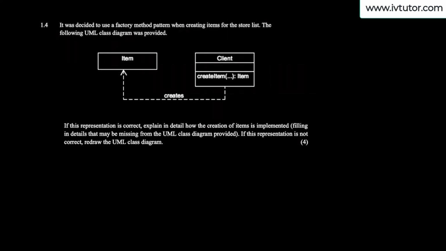1.4 for this question, it was decided to use factory method pattern when creating items for the store list. The following UML diagram was provided. If this representation is correct, explain in detail how the creation of items is implemented, filling in details that may be missing from the UML class diagram provided. If this representation is not correct, redraw the diagram.